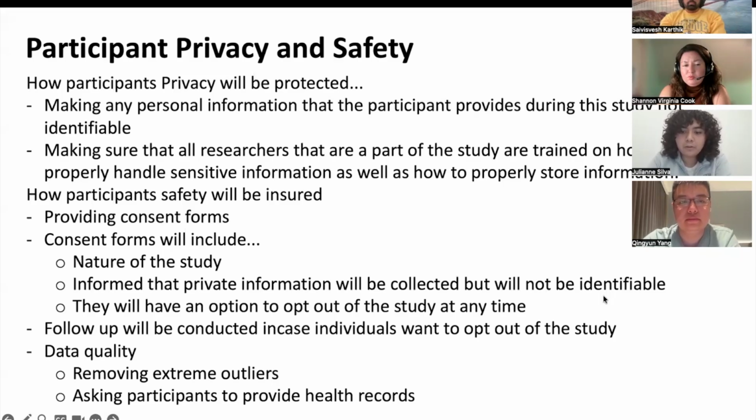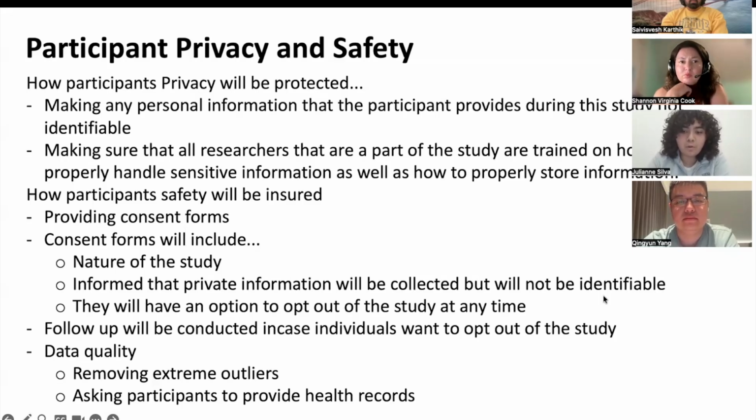The form will also inform participants to make sure they are aware that their information will be used for data analysis, but will become unidentifiable. A follow-up will also be conducted to ensure that participants want their information to be a part of the study.